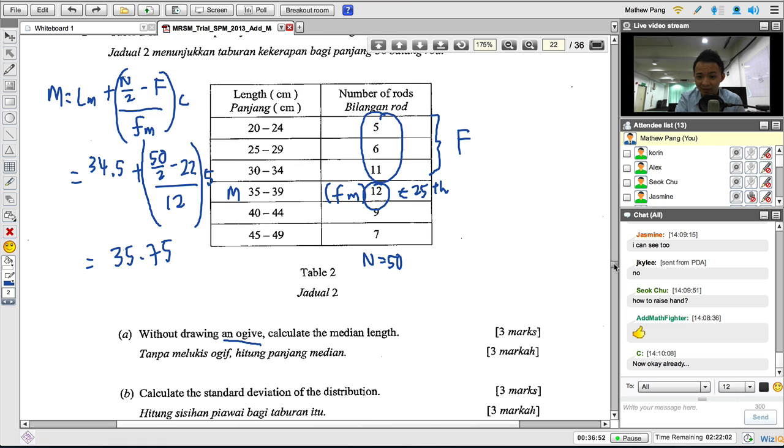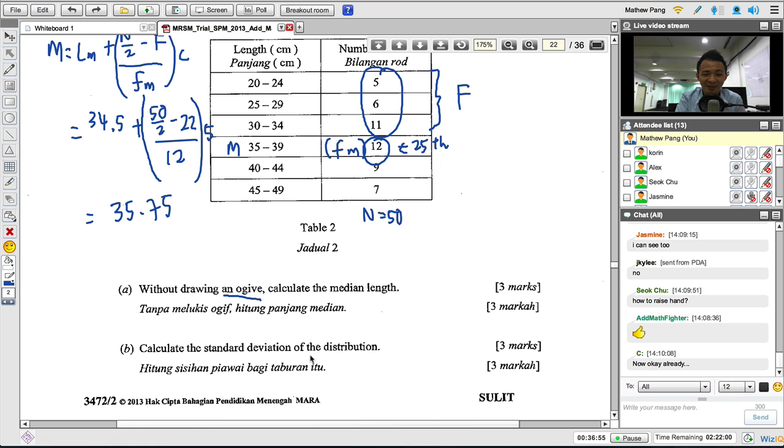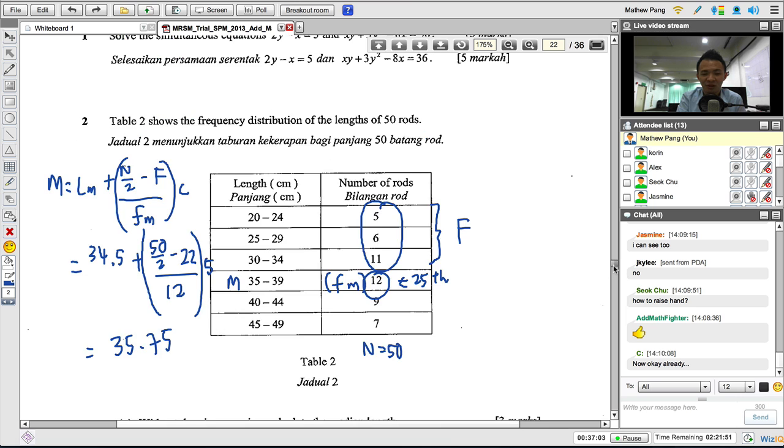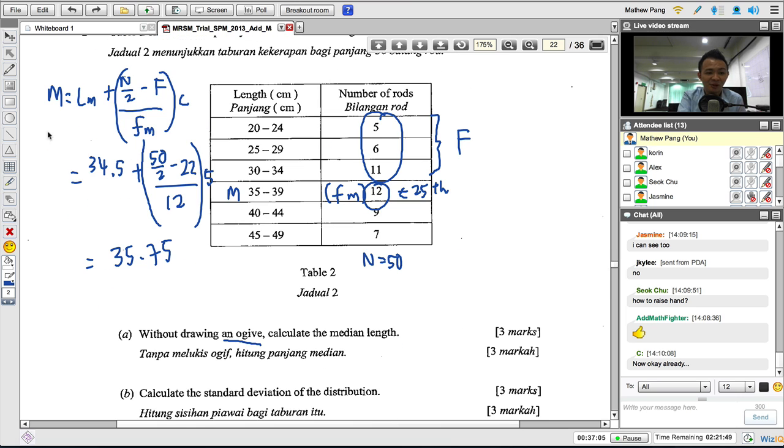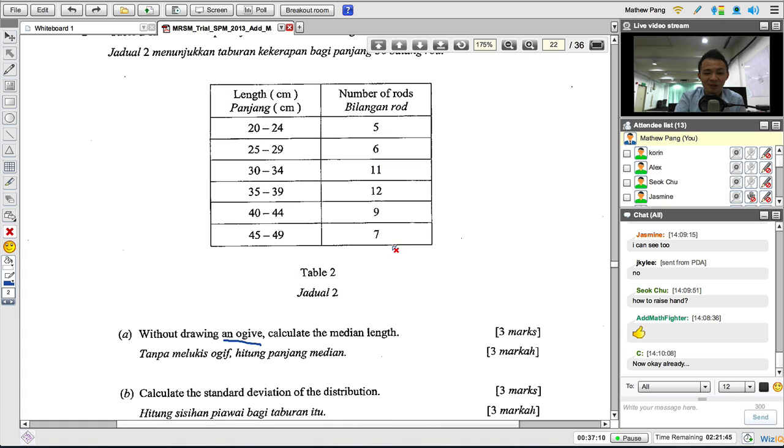Okay, let me move on. Calculate the standard deviation of the distribution. Normally, for standard deviation, I will recommend students to draw out the table. Okay, so you understand about the median already. I'm going to erase the median. Alright, so now we go to the standard deviation.